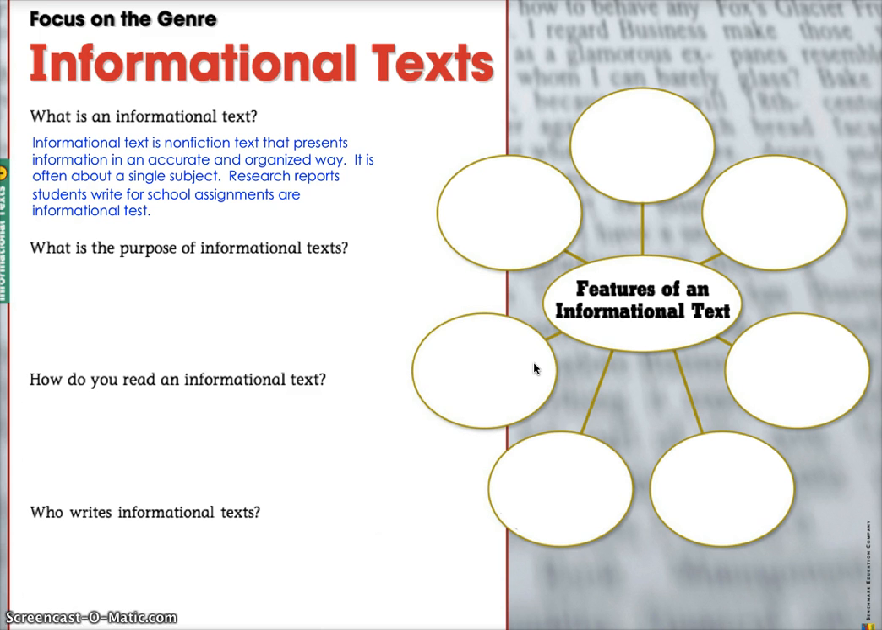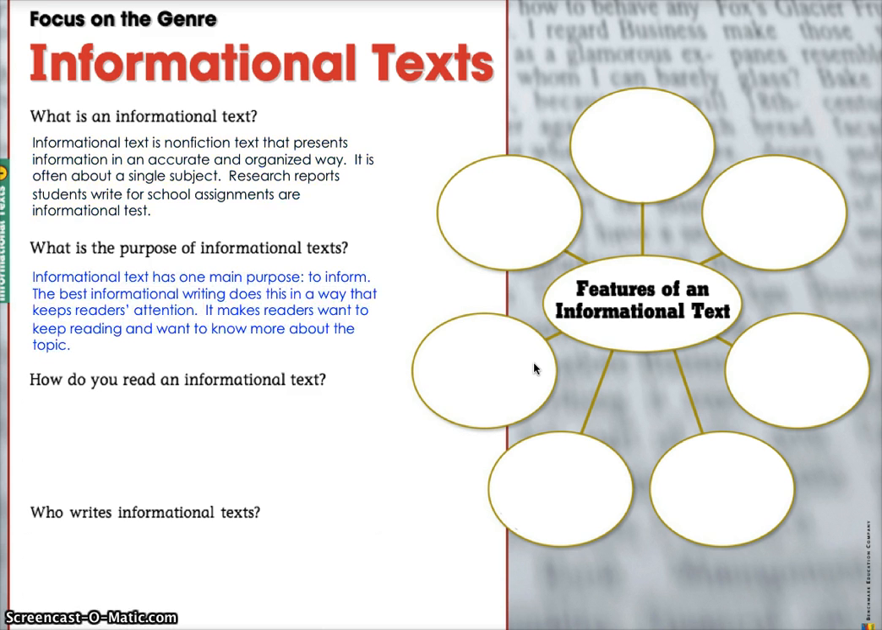All right, so what is the purpose of informational text? Informational text has one main purpose, to inform. The best informational writing does this in a way that keeps readers' attention. It makes readers want to keep reading and want to know more about the topic. And that's what's great about informational text, that you're learning from it. But sometimes if it's well written and interesting, you're learning from it, but you don't even know that you're learning. You're just taking in information and taking in information.